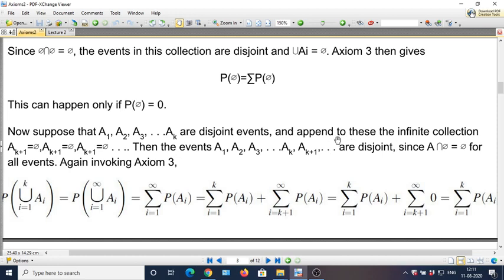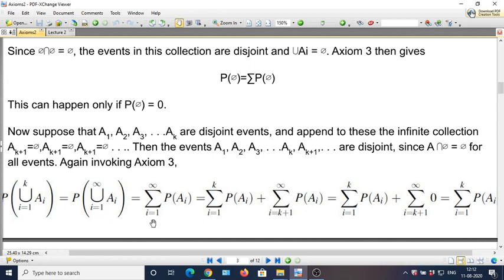Then the sequence of events A1 to Ak, Ak plus 1 and so on are all disjoint among themselves, because impossible events themselves are disjoint, and they are again disjoint with any other event A1 to Ak. So A intersection psi is equal to psi. So we see that the probability of the union of Ai, i varying from 1 to k, will be the same as the probability of the union of Ai, i varying from 1 to infinity, because from k plus 1 onwards what we append are all impossible events. So the probability measure does not get affected by adding more null sets or impossible events. That is what this shows.